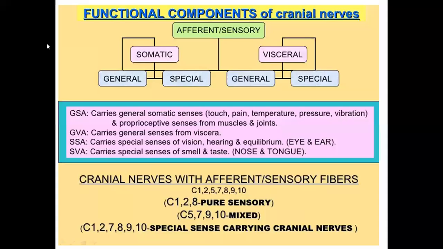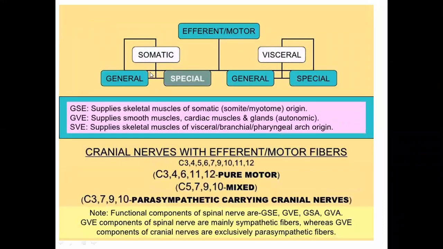Today we'll see the efferent functional component, that is the motor component of cranial nerves. Similar to the afferent column, here it is divided into somatic and visceral, and under somatic, general and special. On this side, visceral is again subdivided into general and special. So let's see what they actually mean.